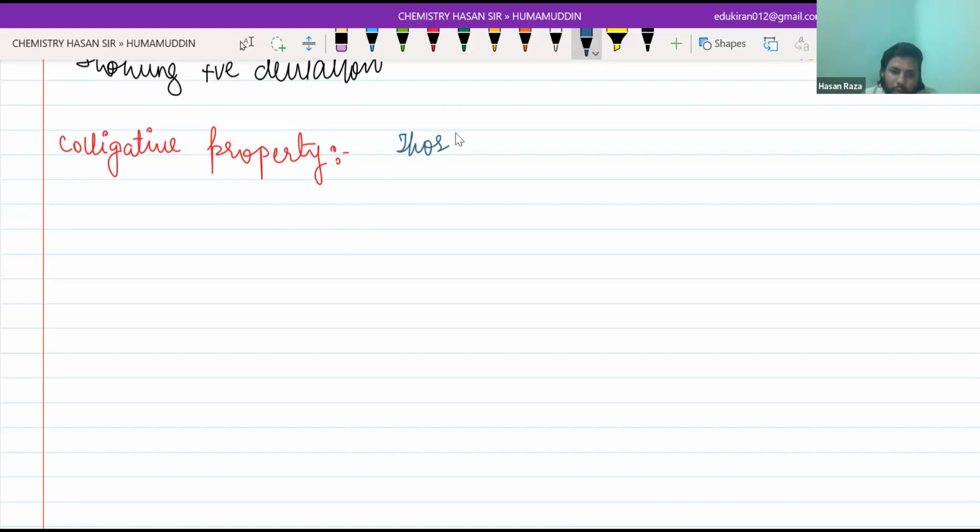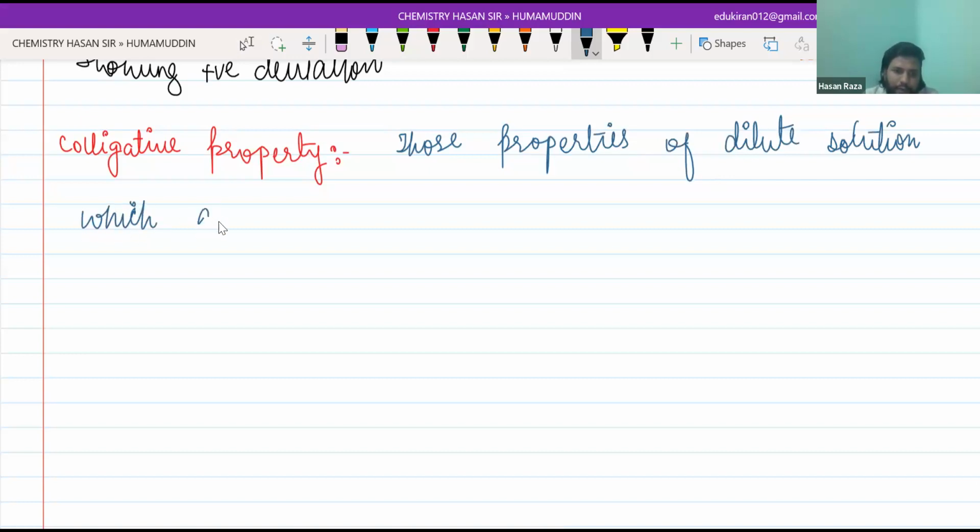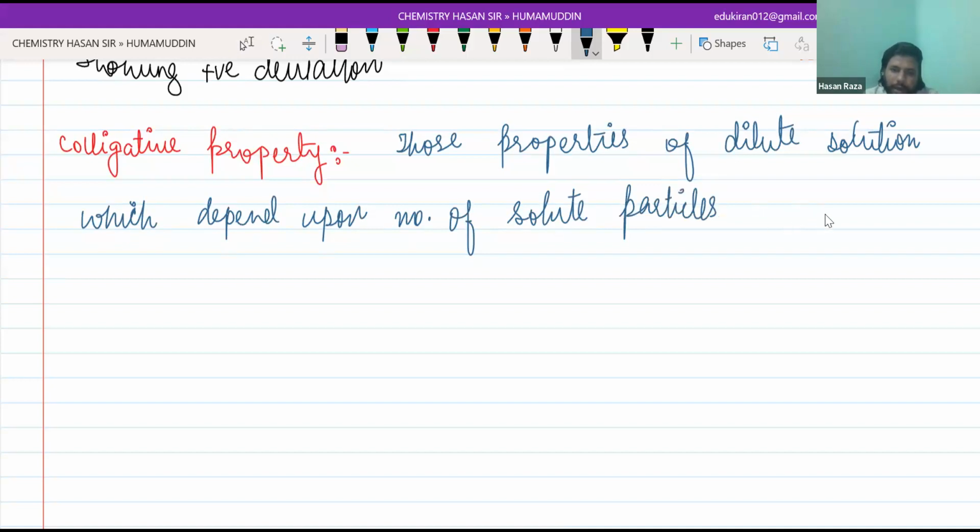So I'm going to write: those properties of a dilute solution which depend upon the number of solute particles, and not on the nature of solute particles.